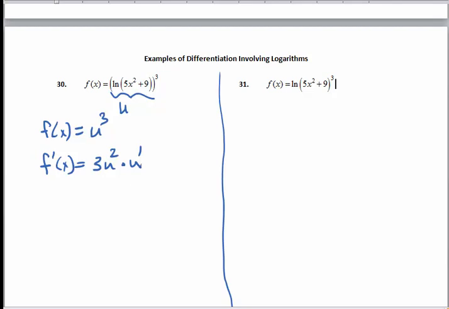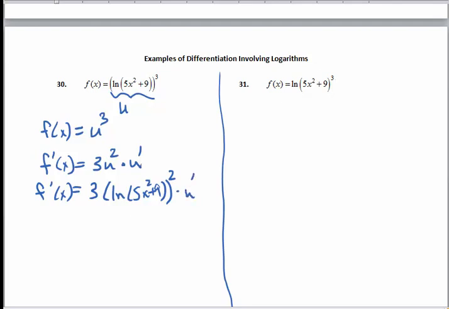So that's basically really it. I mean, that's my answer, except I have it in terms of u, and I really need it in terms of x, obviously, right? So now I just go back and I replace u with the ln of 5x squared plus 9. So this is really going to be 3 times the ln of 5x squared plus 9, that whole thing raised to the second. So that's 3u squared, right? And then I've got to multiply by u prime, right?